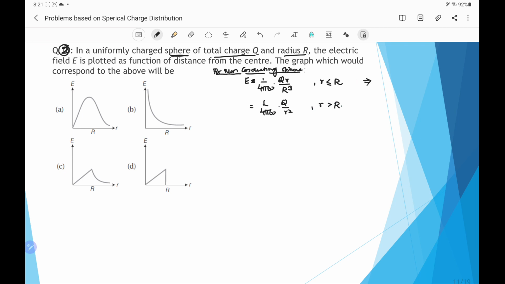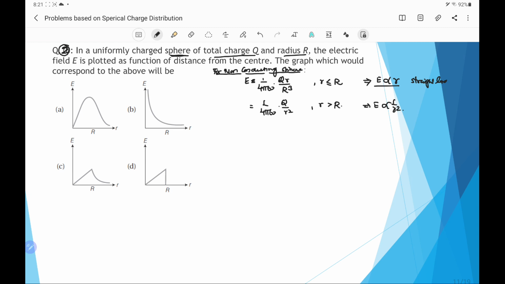In this first case, E is proportional to r. r is the distance of the point from the charge Q, which is at the center of the sphere. So this is the equation of a straight line. And for r greater than capital R, the electric field is proportional to 1 by r square. So it decreases with increasing radius or distance of the point from the center of the sphere.